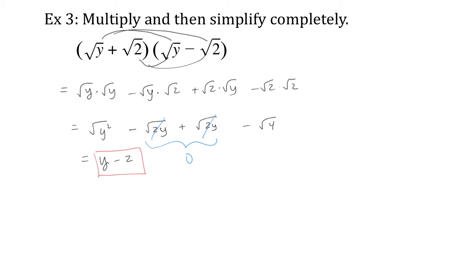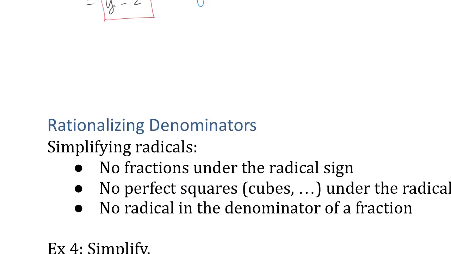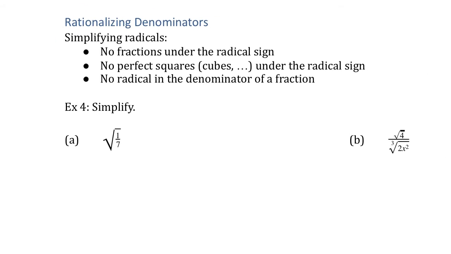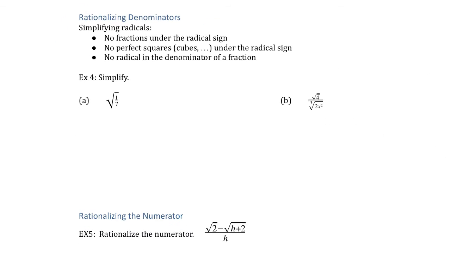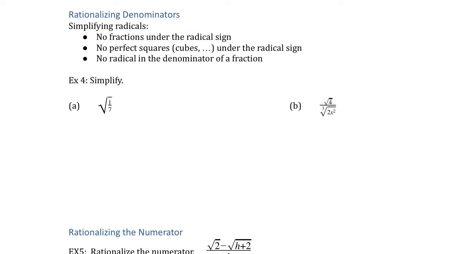Now that's kind of a special case where you'll notice that everything is exactly the same in these binomials except for the sign, and that has a special word, that's the conjugate. Those are conjugates of each other. And when we go to divide radicals, we're going to use that idea of conjugates in the future. So when you're dividing radicals, the big rule is we're not supposed to have any fractions under a radical sign, and then we're also supposed to not have any radicals in the denominator.